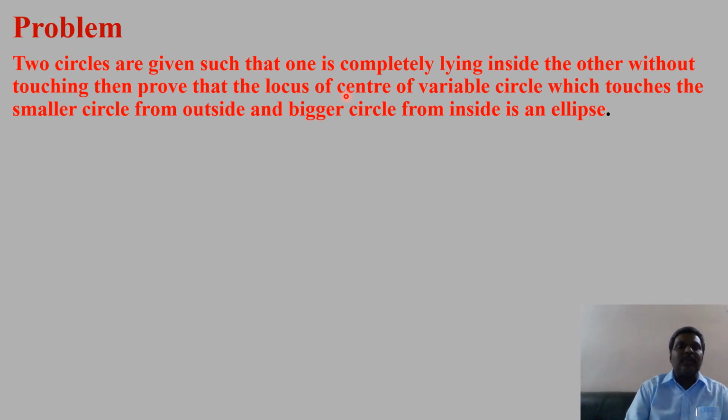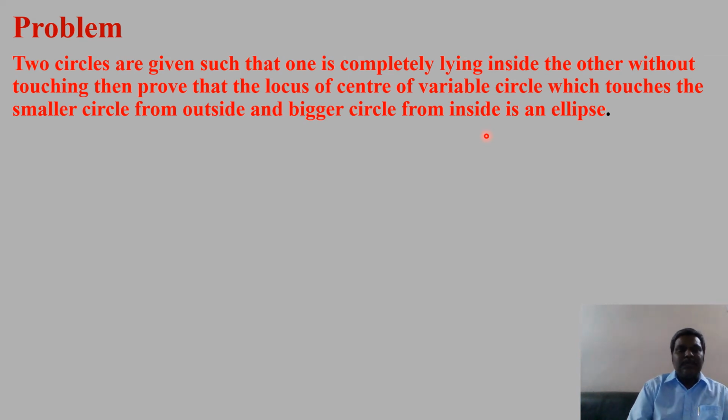What are you going to prove? The locus of the center of the circle. What is the role of the circle here? Each circle touches the smaller circle from outside and the bigger circle from inside. We have to find the locus of the center of the circle which touches the smaller circle externally and the bigger circle internally, and show it is an ellipse. That is the given thing. You have to show that the locus of the moving point, that is the center of the circle, is an ellipse.